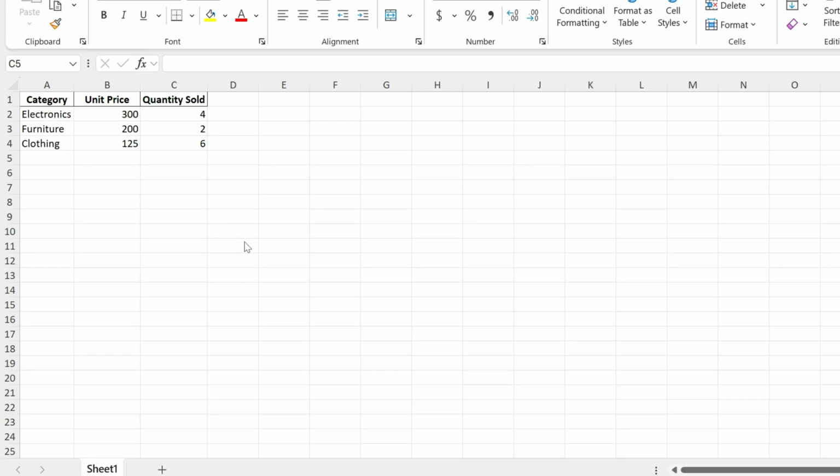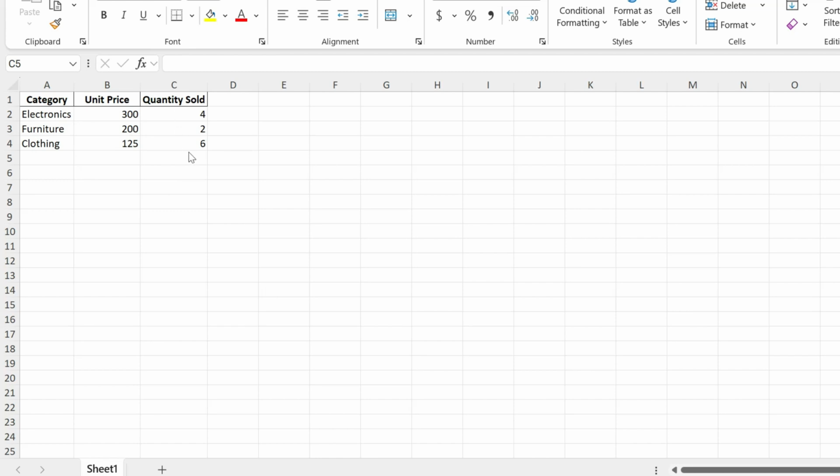Hi everyone, today we are going to talk about the SUMX function. For understanding the SUMX function, we should first apply it in Excel. In Excel, we have a category column, unit price, and quantity sold.